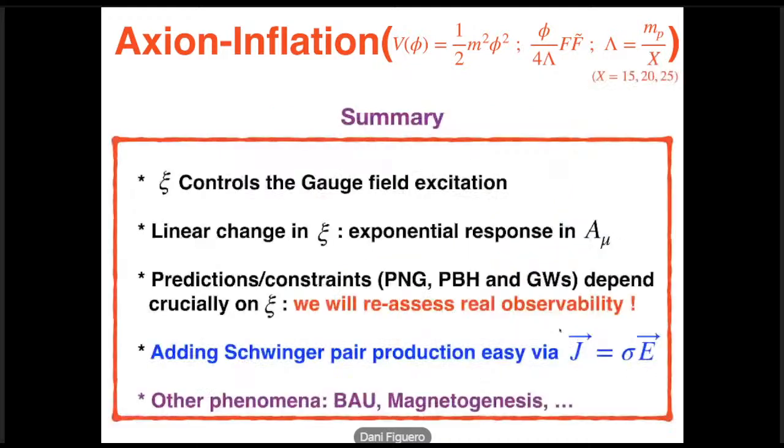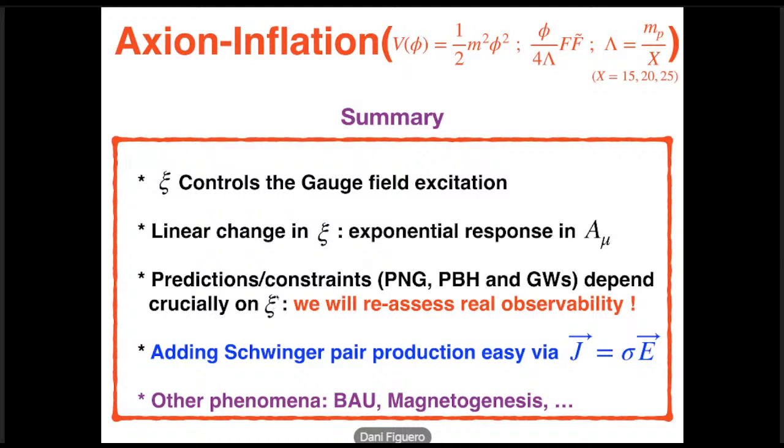So why is all of this important? Because this psi field controls the gauge field excitation in an exponential manner. Any linear change in psi has an exponential response in the gauge field excitation, which means that all the predictions and constraints in primordial non-Gaussianity, but especially in primordial black holes and gravitational wave production at small scales, depend crucially on psi. And psi has not been correctly computed in any previous computation until we've been able to include these inhomogeneities.